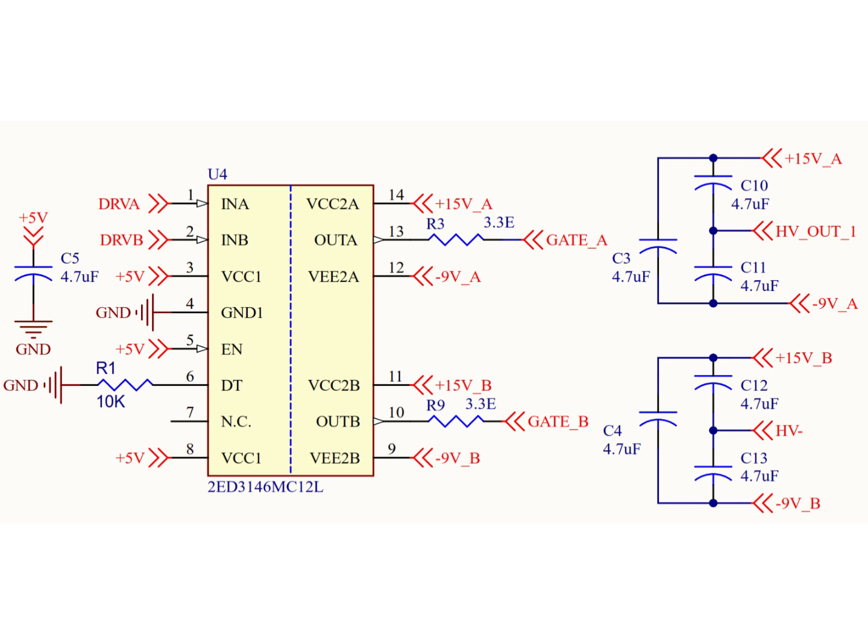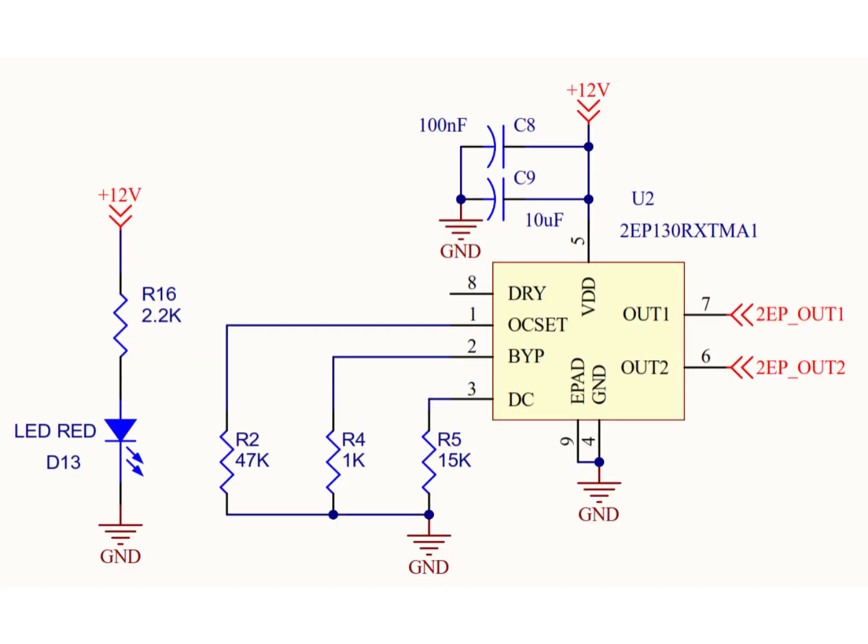In the next section, we will look at how these isolated gate drive supplies are generated. Let us now look at how the isolated power supplies for the gate drivers are generated. All the gate drivers in this inverter require independent, isolated supplies with asymmetric voltages of +15 volts and -9 volts. This isolation is essential to maintain galvanic separation between the control electronics and the high-voltage power stage and to ensure safe, noise-immune operation. At the heart of the isolated supply generation is the 2EP130 driver IC, labeled as U2.